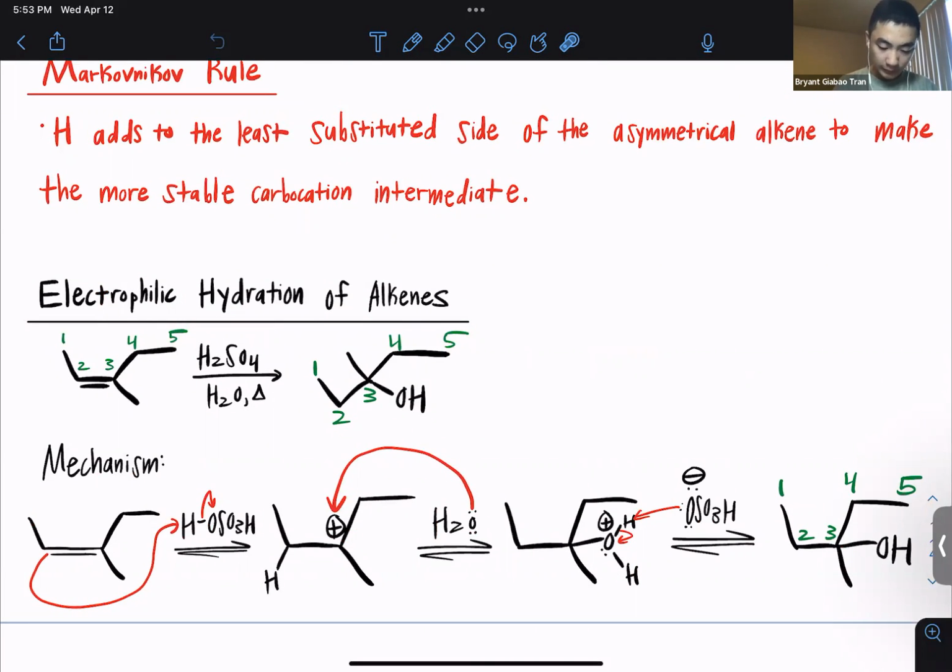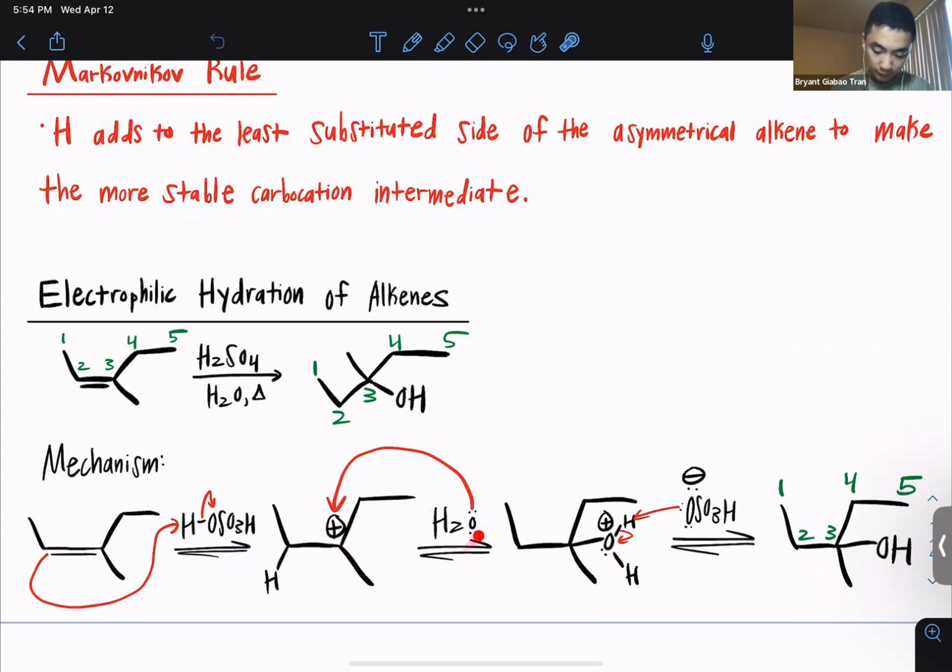Then let's go over the electrophilic hydration of alkenes. Whenever we're given an alkene and acid with water and heat, then we know that we're going to hydrate the alkene by adding alcohol. So let's go over the mechanism here. We're going to do the Markovnikov rule again. We want to form the more stable carbocation, which would either be this carbon or this carbon, the secondary carbocation or the tertiary carbocation. Since the tertiary carbocation is more stable, we are going to grab the hydrogen from the less substituted side and form our carbocation in the more stable position here.